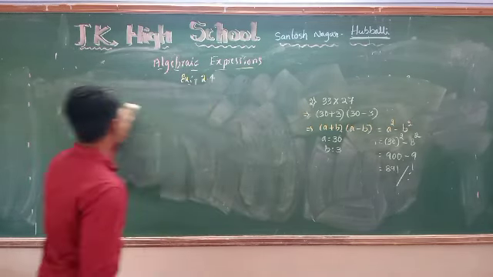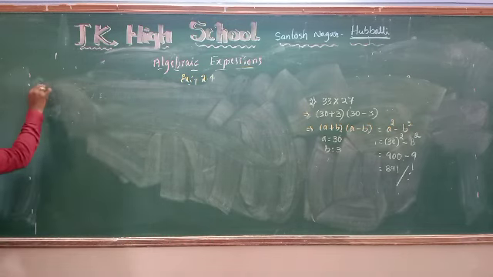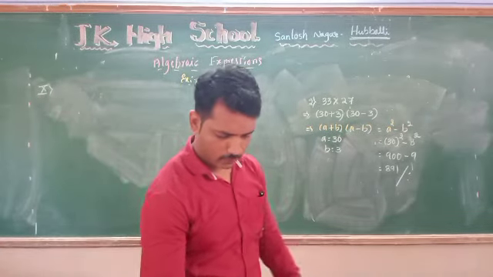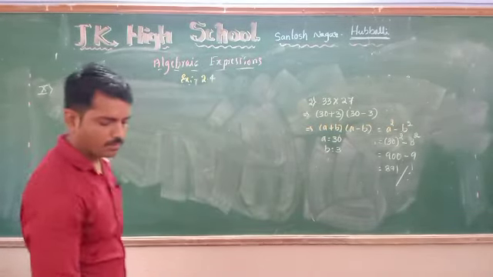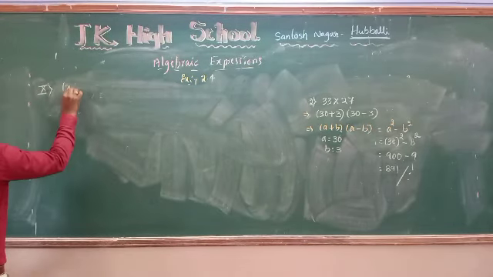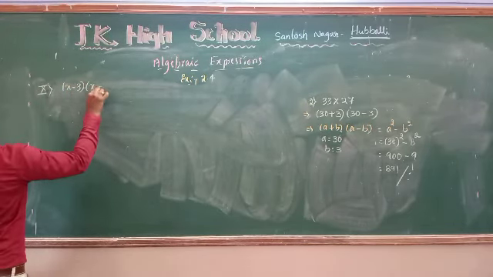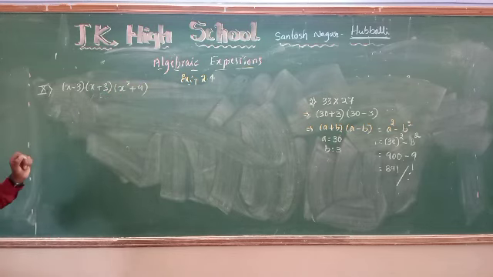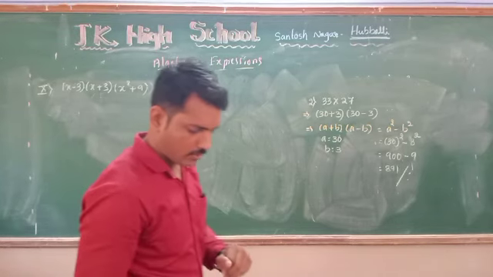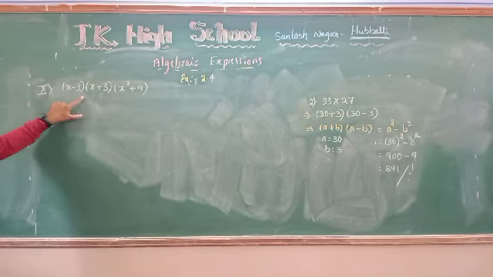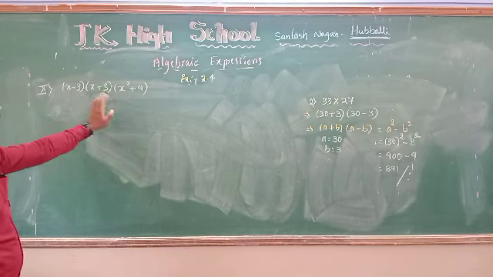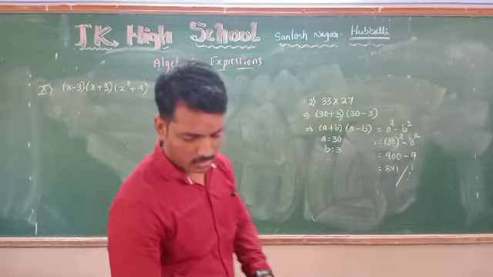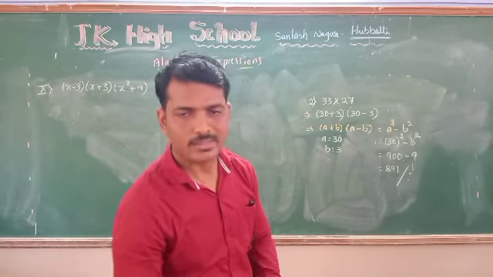So the last main is the 10th main. The 10th main is: find the product. The question is (x minus 3), (x plus 3), (x square plus 9). So here he has given 3 values. The 3 values are what? x minus 3, x plus 3 and x square plus 9. Now tell me, the question refers to which conditional identity.